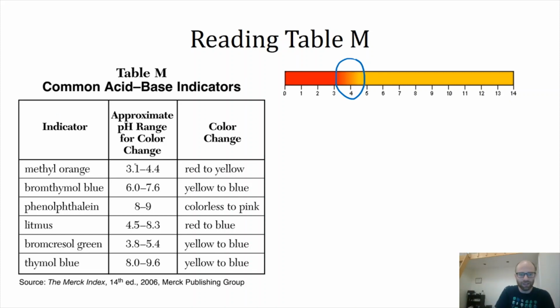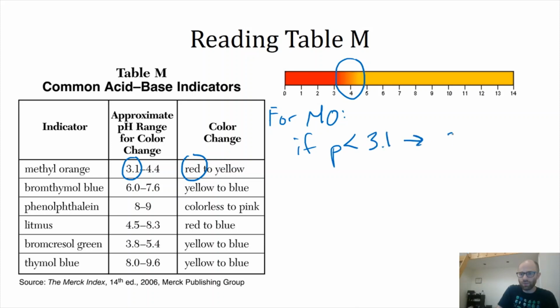The way you read this table is that you line up the numbers on the left side of the range with the colors on the left side of the colors. In other words, for methyl orange, let me write that. For methyl orange, I'm abbreviating, if pH is less than 3.1, the solution will be red.